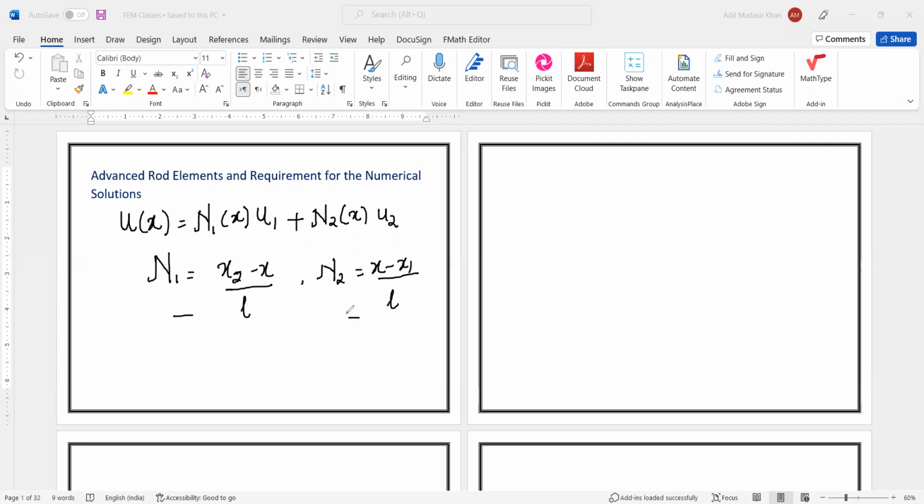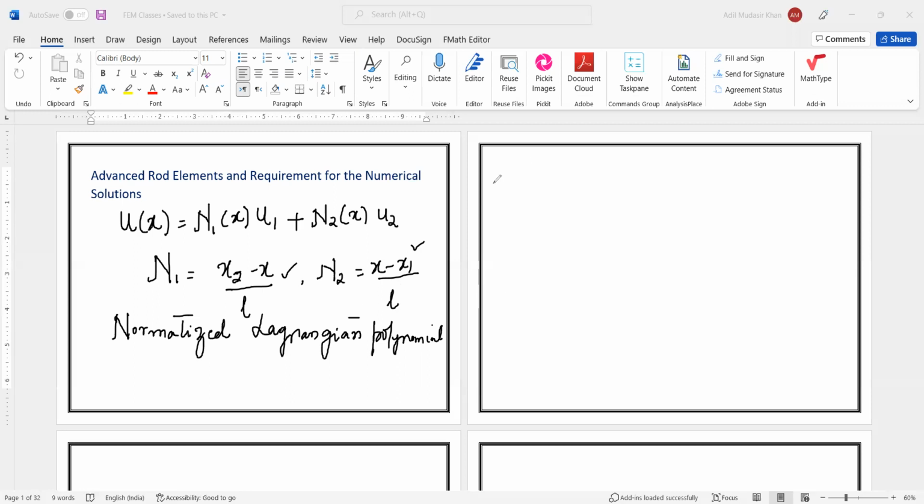shape functions from what are known as the normalized Lagrange polynomials. That is, if we talk about the normalized Lagrangian polynomials, we can obtain these shape functions from the normalized Lagrangian polynomial. Okay, how? The question is how we can obtain these shape functions N1 and N2 from the normalized Lagrangian polynomial.